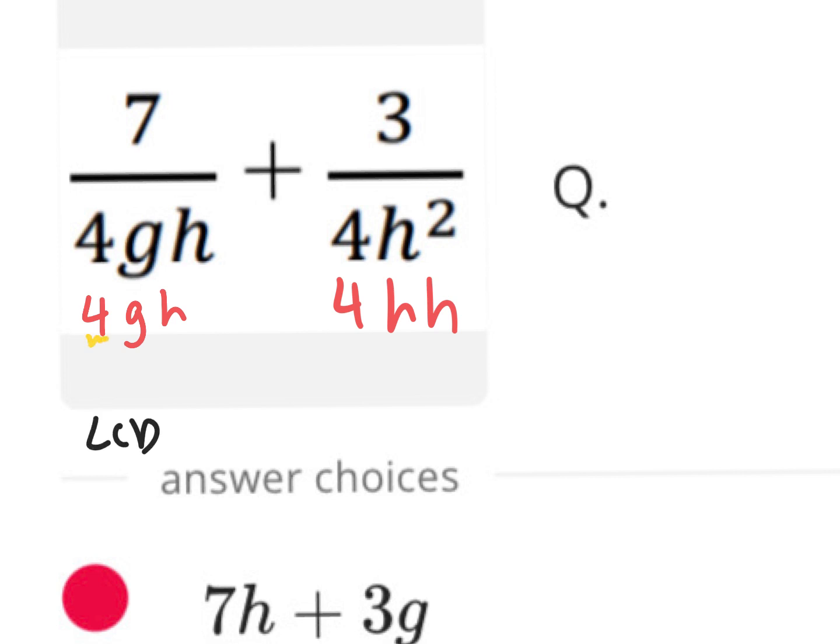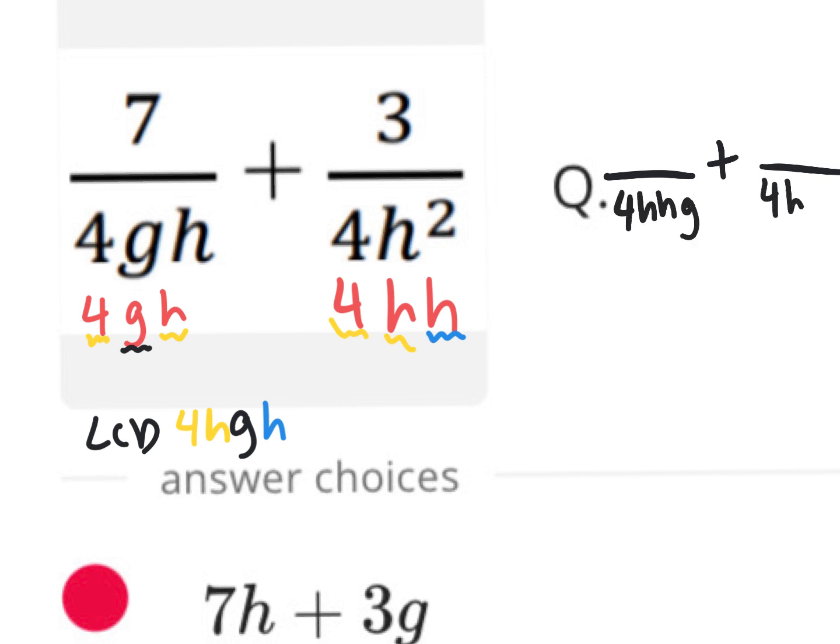There is a 4, and there's also an h. So I'm going to write down 4h, and then the rest I need to bring down. The g I need to bring down, and also this other extra h I need to bring down. So when I multiply these together, 4 times h times h times g, that'll be 4h squared g as a common denominator. Or you could just leave it like that for now.